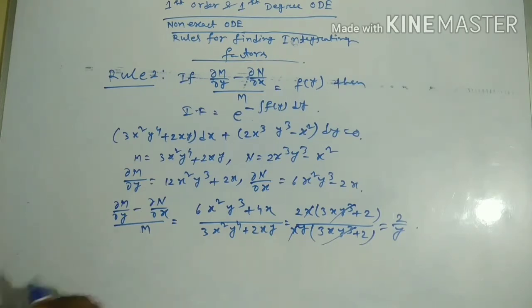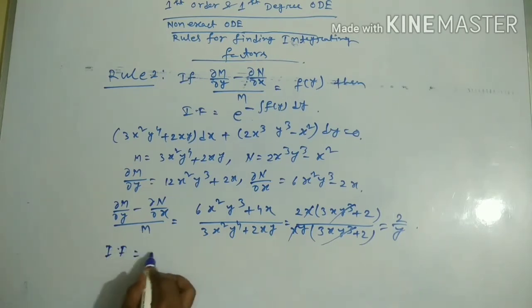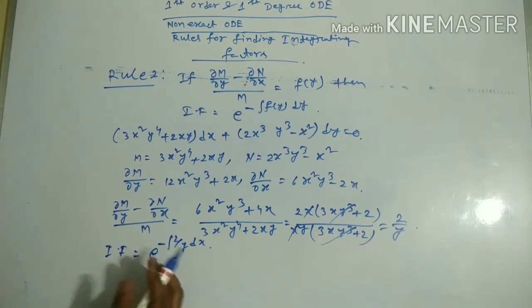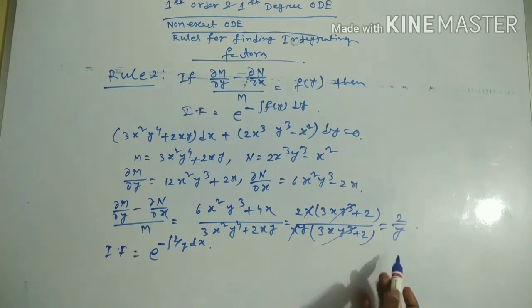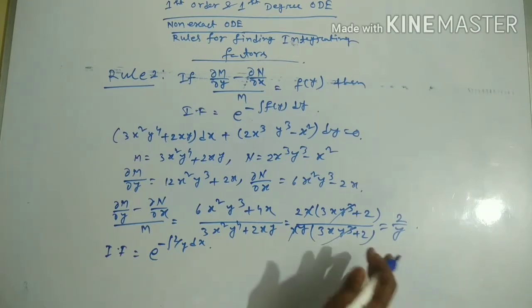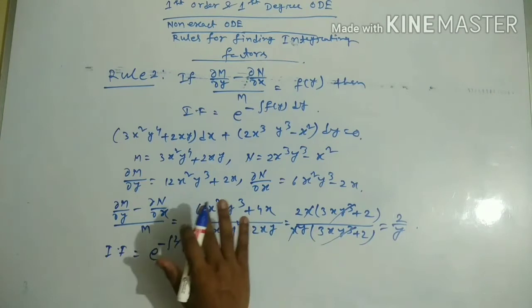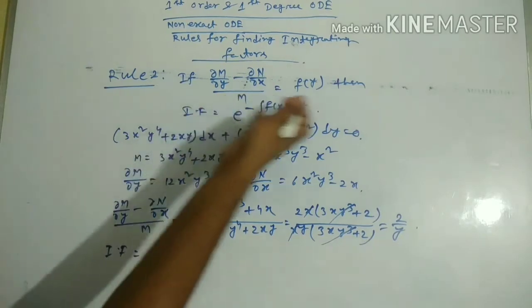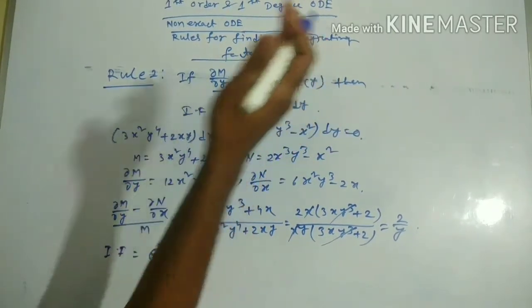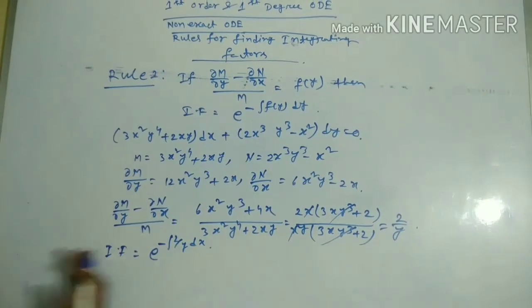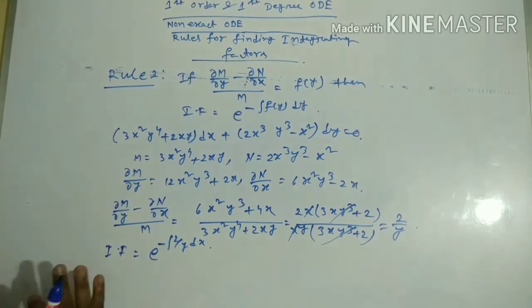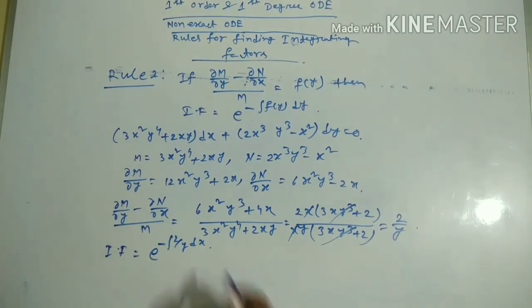So according to rule 2, the integrating factor will be e to the power minus 2 by y dy. If this function does not contain only y, and if this function is a function of x and y, then we could not apply rule number 2. Clearly it is stated that the function should be of y alone, and in rule number 1 that function should be of x alone. So the conditions must be satisfied clearly, then we can apply these rules.